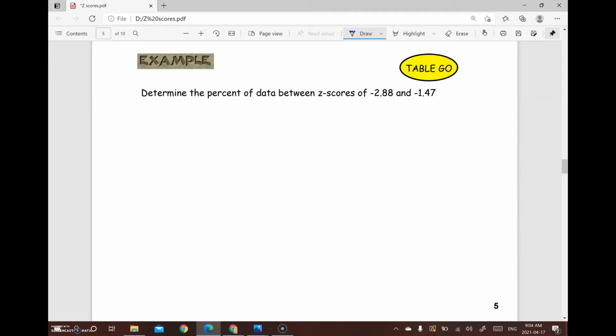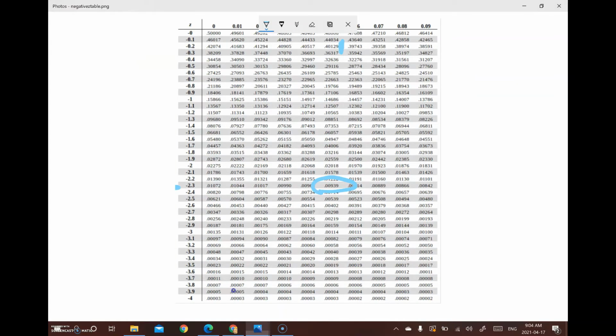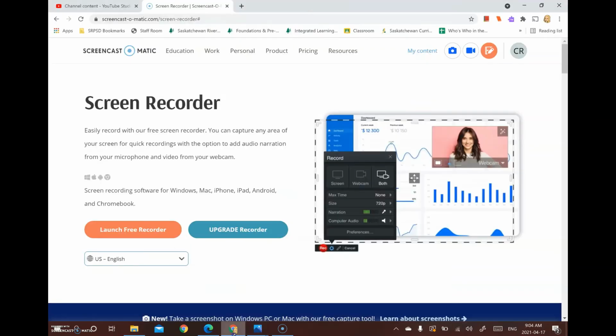Determine the percent of data between the following z-scores: negative 2.88 and negative 1.47. Negative 2.88 is 0.00199. If I times it by 100, I get 0.199, so I'm going to round that to 0.2.